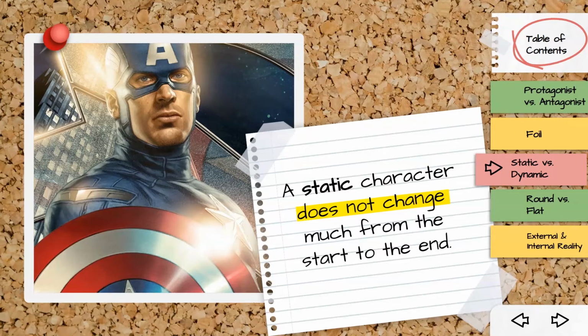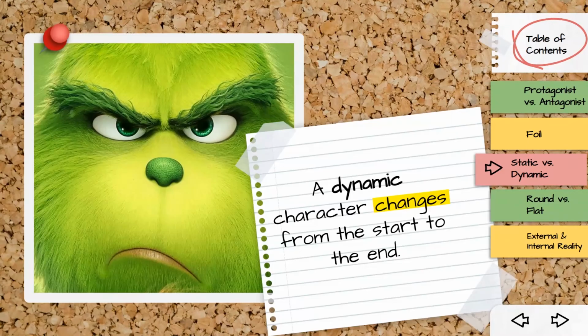Like in Harry Potter, you wouldn't want Hagrid to turn evil. It's really nice having a stable, kind, big-hearted character throughout. A dynamic character, on the other hand, changes from the start of the story to the end. The Grinch's heart grew 3 sizes bigger, and he was a totally different character at the end. The change is not always that dramatic, but a dynamic character, as the name implies, always changes.